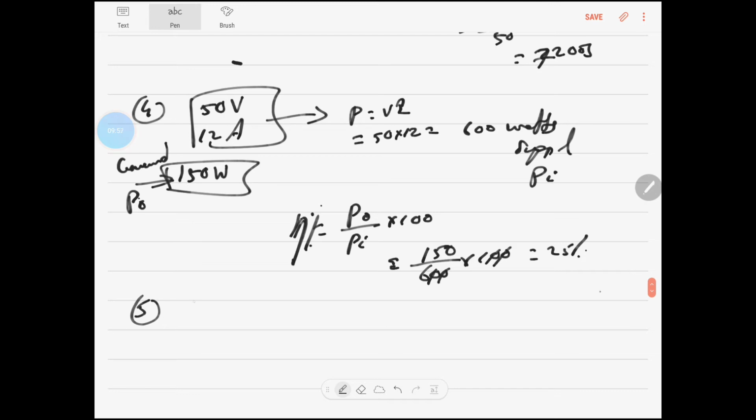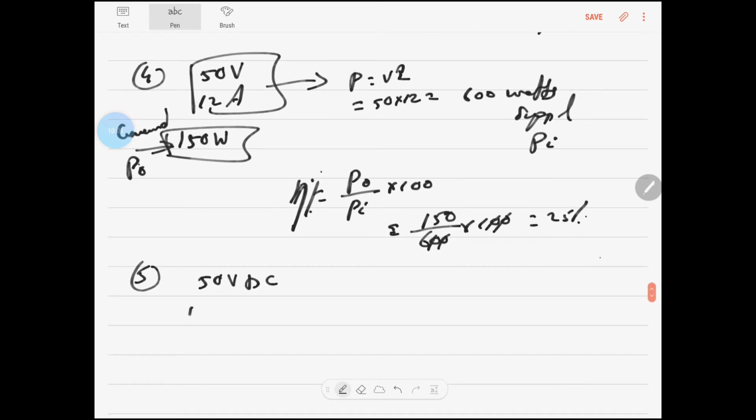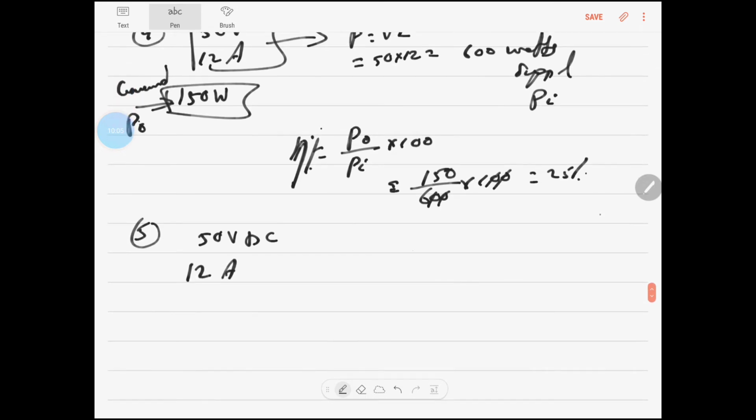So let's go to the next sum, which is the fifth sum of the day. An electric motor working with a 50 volt DC supply draws a current of 12 amps. The efficiency is given to be 30%. They are asking you to find the resistance of the windings of the motor.